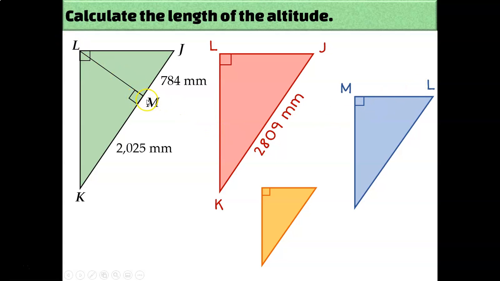And then if I go from M along the long leg of the medium triangle, it ends at K. So I'll label this with K. And I can also label side KM as 2025.